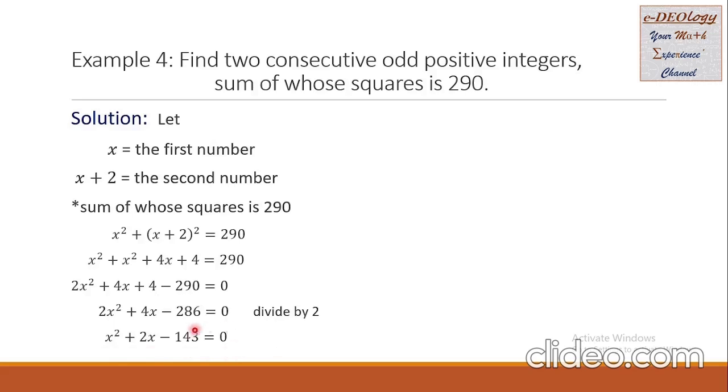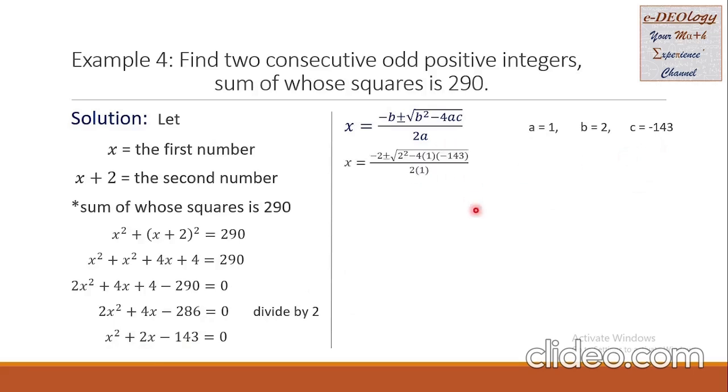We can see that our equation here is now in standard form of a quadratic equation. Then we will use the quadratic formula. Let us collect the values of a, b, and c respectively. So a equals 1, b equals 2, and c is negative 143. We substitute these values into the formula. So we have x equals negative 2 plus or minus the big square root of 2 squared minus 4 times 1 times negative 143, all over 2 times 1.